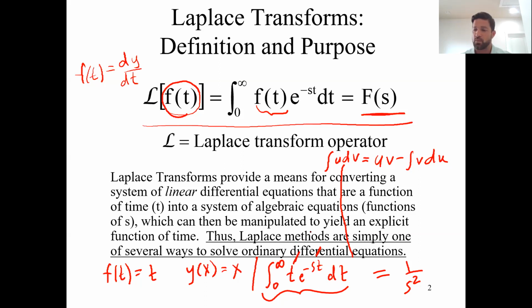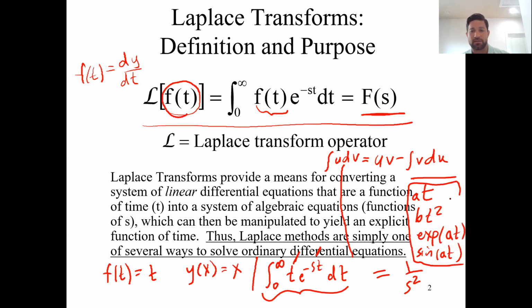For this class, I think you should be able to take the Laplace transform for a couple of different functions. I made a list there: something like a times t, b times t squared. It is also useful to be able to do it for an exponential of a of t or sine of a of t. These are the general forms.